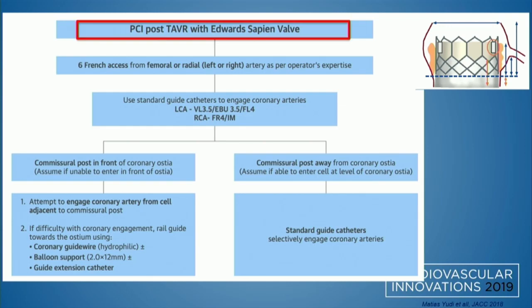And with the Edwards Sapien valve, absolutely no issues. You can use standard guide catheters. Whether the post is away, then you come coaxial, and if it's in front, then you come from the side.